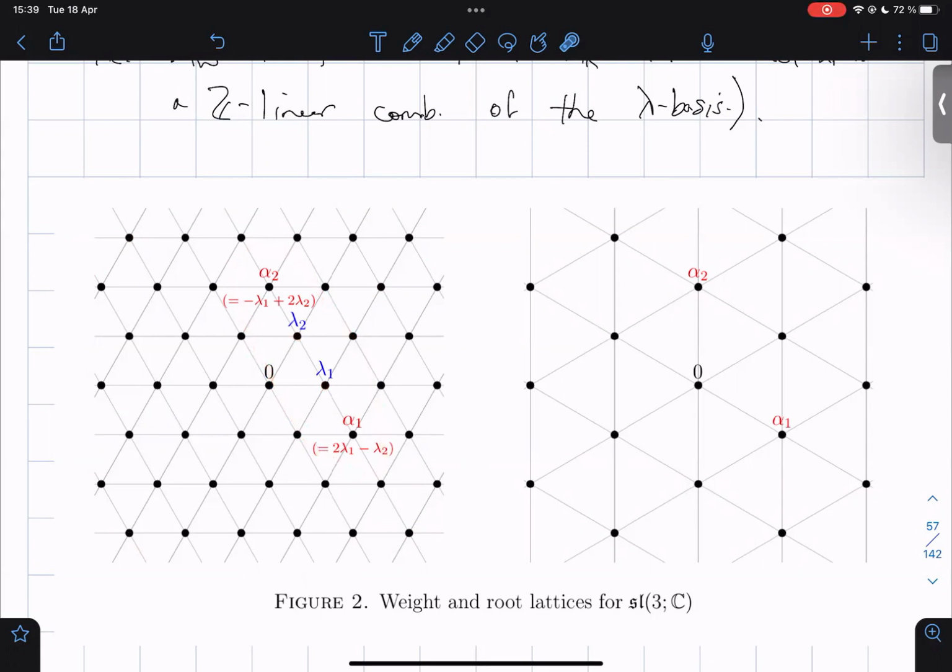By definition, for the weight lattice you take lambda 1 and lambda 2 as your starting vectors and take all possible Z linear combinations, so you get all these dots that appear over here. For the root lattice, we start out with alpha 1 and alpha 2 and take their Z linear combinations. So this lattice is a subset of this lattice over here; this one is finer.